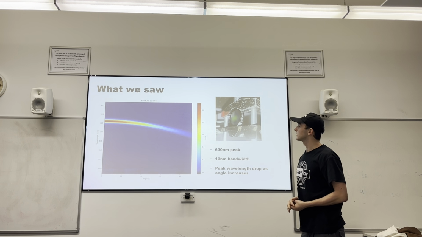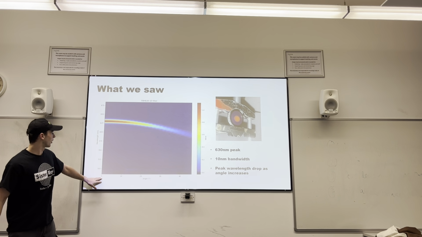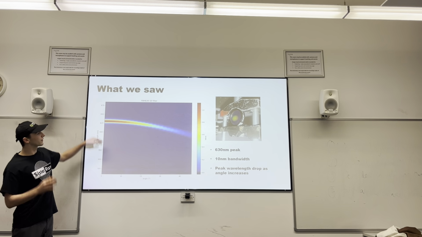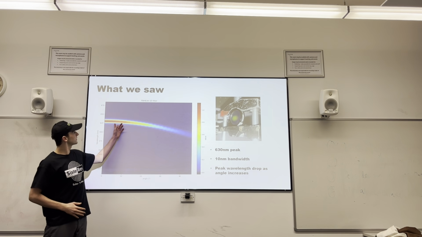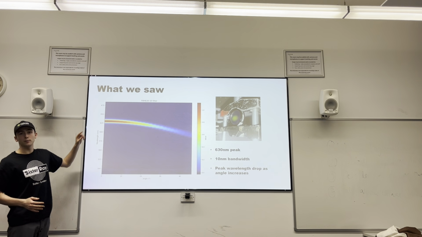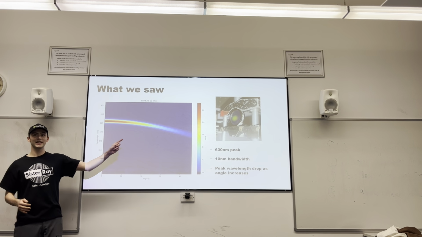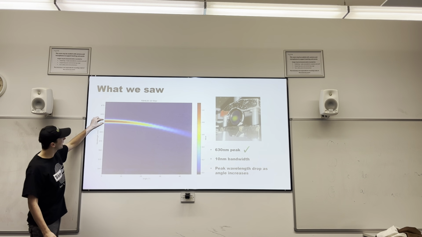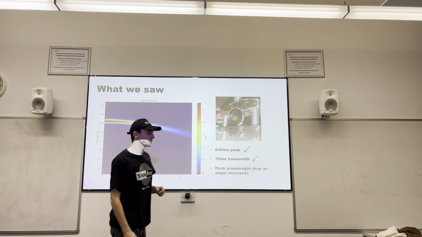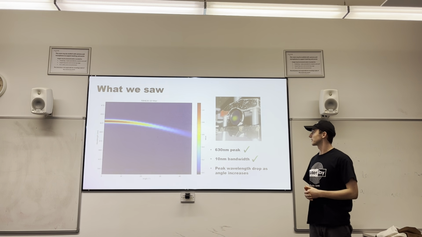This is the data that we gathered. This is the heat map that we created. On the x-axis we have the angle of incidence, on the y-axis we have the wavelength, and the intensity is represented by the colour here. Our peak wavelength at 0 degrees is 630 nanometers. Tick, very happy. Our bandwidth is about 10 nanometers, so very happy, tick. And we can see here that our peak wavelength drops as our angle increases. So we're all very happy.